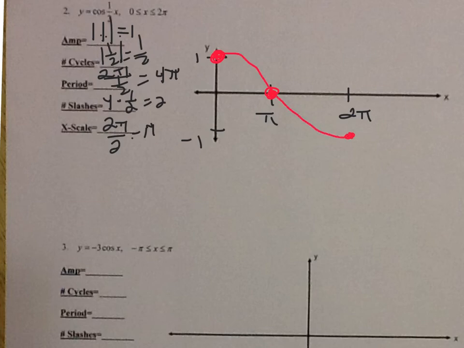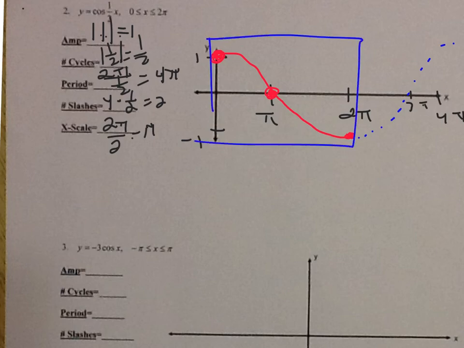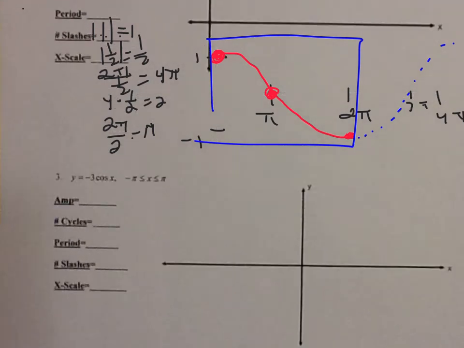And that should make sense. It says that I should have half a cycle in 2 pi. That's half of a cosine cycle. Because if I need to continue, it's going to come back up like this. And then it would end at 4 pi, because this would be 3 pi. Okay, so we're just looking at this piece right in here. Okay, so let's look at the next one.